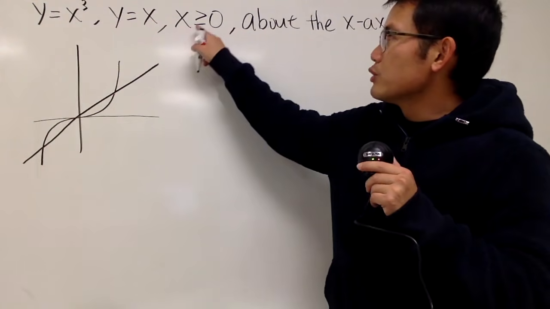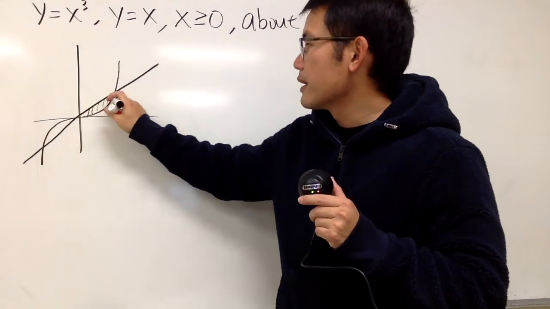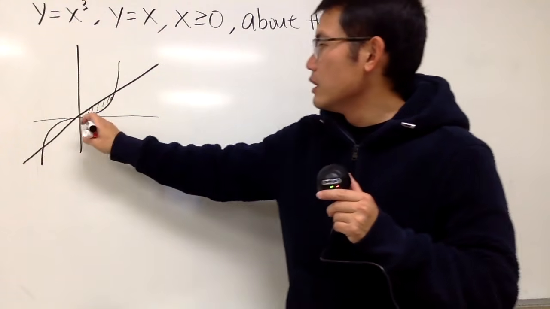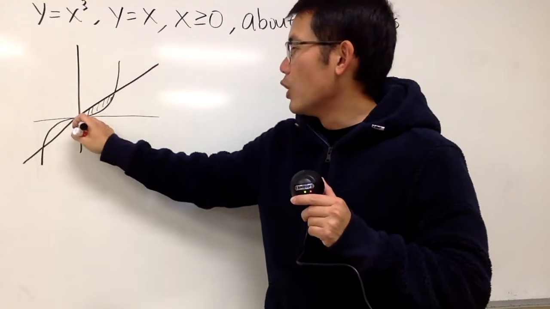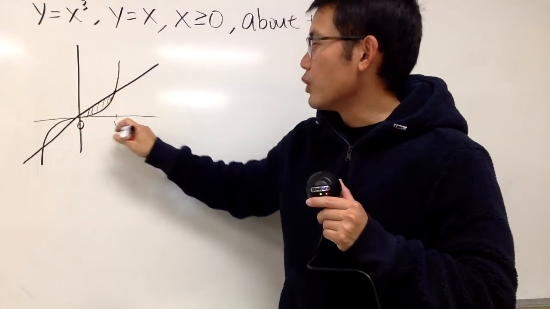We just want x to be greater than or equal to 0, so we care about this region here, okay? That's all. If you set them equal to each other, you will see that when x is 0, they will of course intersect each other, and they also intersect when x is equal to 1.